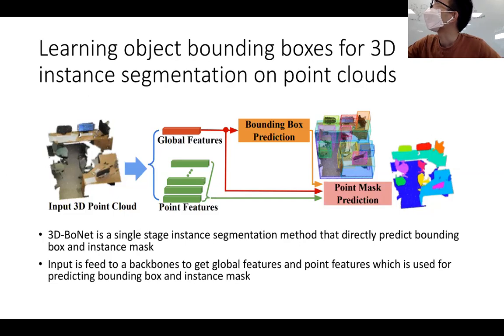For predicting the bounding box, they use only the global feature. From the global feature, they output all the locations of the boxes. This is the first step, where they identify which object it is and where it is in the input. Here is the detection.